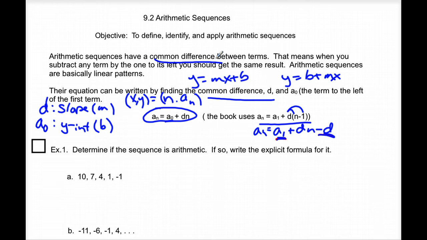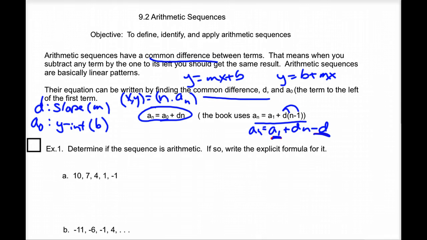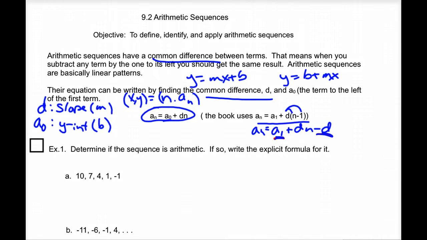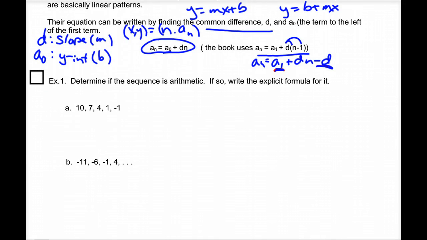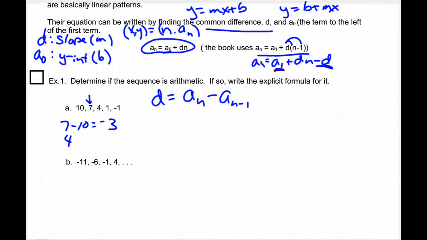All right, let's get to the examples. How do we know if something's arithmetic? I'll determine if it's arithmetic. You need to have a common difference. It's called the common difference because to find how far apart things are, you subtract. And technically the common difference is found by taking some term and subtracting the term to the left of it. So take some a sub n and subtract a sub n minus 1. So we could take the 7 and subtract 10 and we'd get negative 3. Or we could take the 4 and subtract the 7 to the left of that, and get negative 3. Or we could take the 1, subtract 4 from that, and get negative 3.